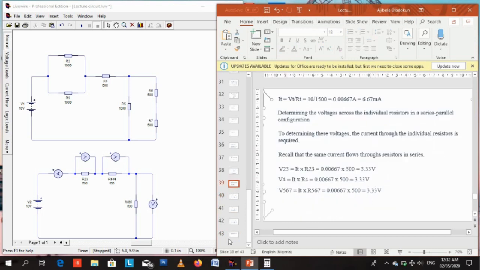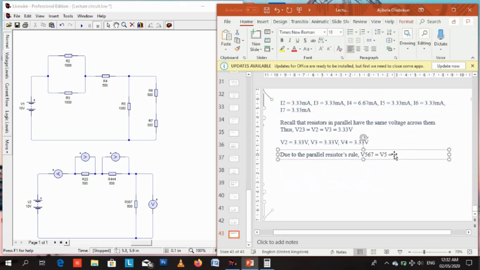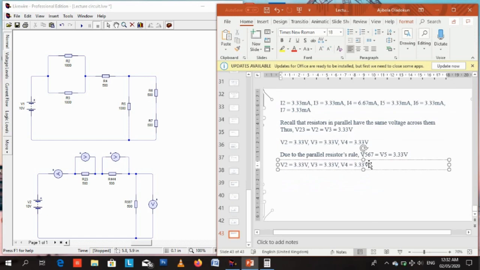V6 and V7 are sharing V567, but V5 alone is equal to V567. I hope you understand that concept, that V5 is equal to V567 because it's the only resistor there in that line. There are two branches in that parallel connection. V5 is on one side, V6 and V7 are in series together on the other side. So V6 and V7 are sharing V567, but V5 is on its own. So V5 is 3.33 volts. I hope you got that concept.